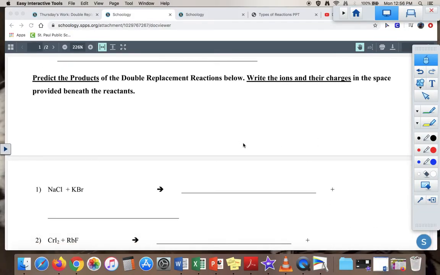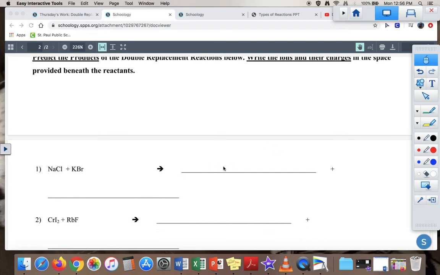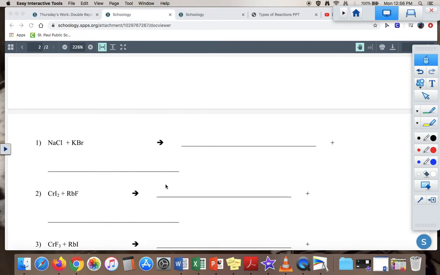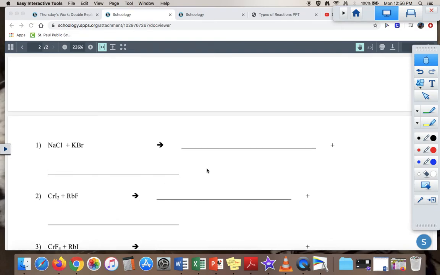And then here at the very bottom, what I'd like you to do is predict the products. Now again, I'm not going to go too crazy with this because it's a little bit challenging as far as making sure that you do the crisscrossing and things like that, which we haven't done in quite a long time. However, the idea is that if you take just that back element right here and switch places, in this case your Cl and your Br are going to switch places. It's a double replacement reaction. When you do this, you should get NaBr plus KCl. And that's all I would like you to do for that.